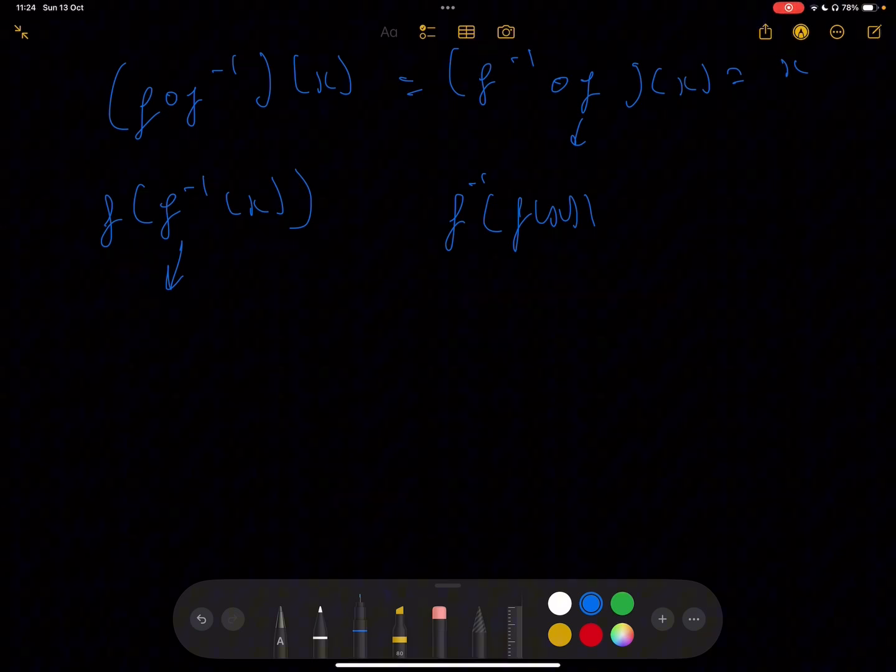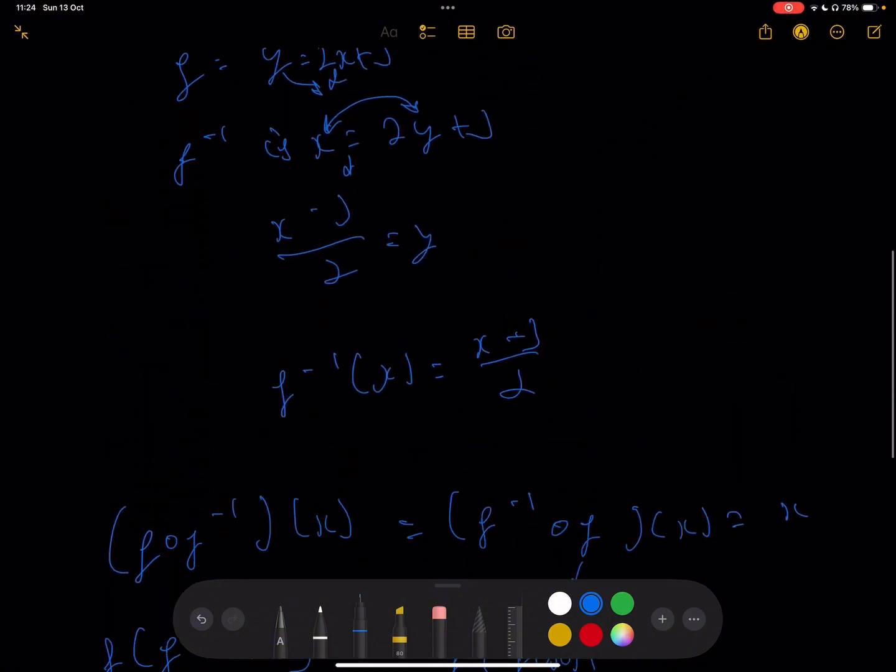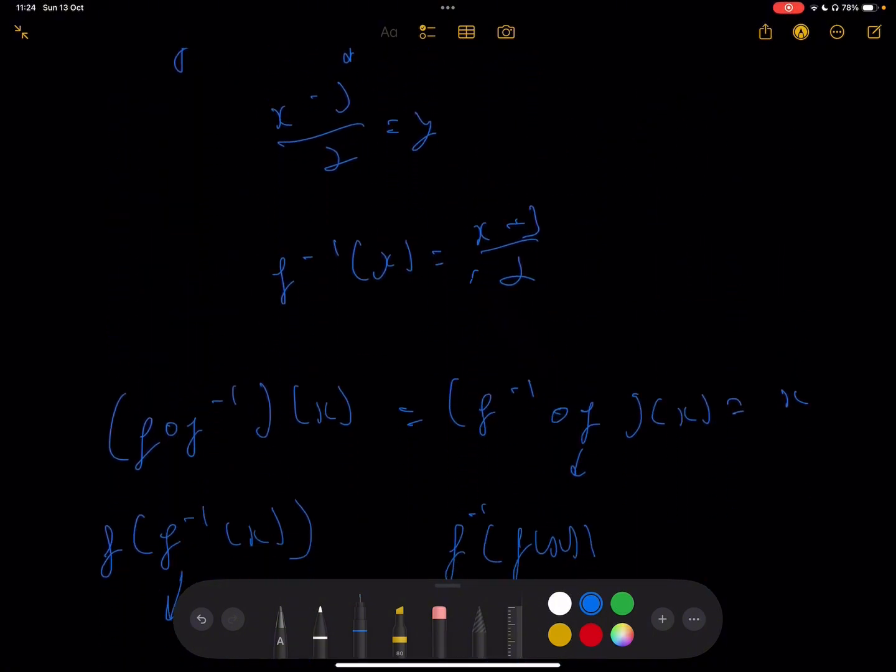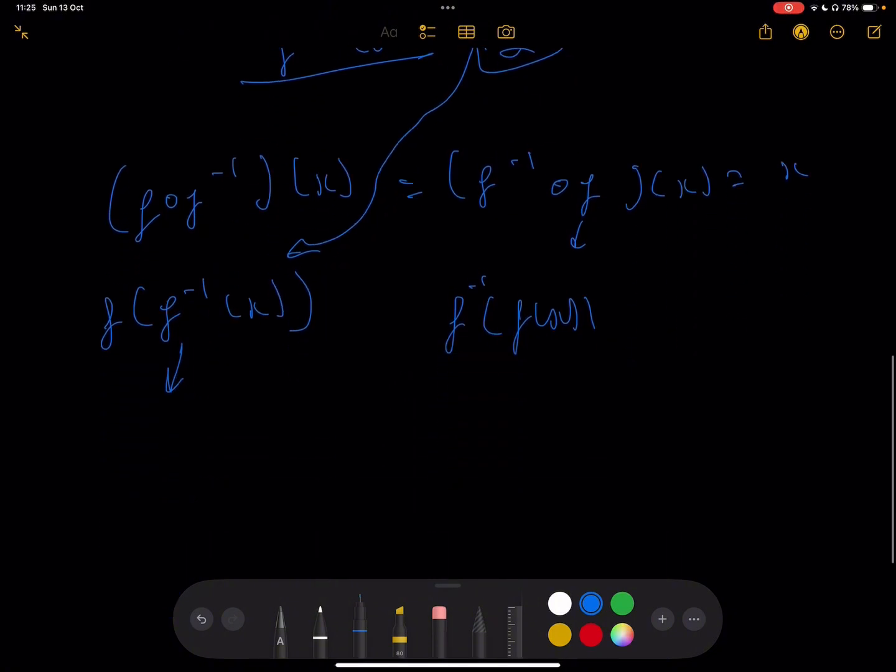So f following the inverse function of f of x. Well, what is the inverse function of f of x? We found that to be x minus 3 over 2. So as the inverse function of f of x is equal to this, we can substitute this function in here as they're both equal. So we actually have f following x minus 3 over 2. Now we can just solve this as a normal function question.